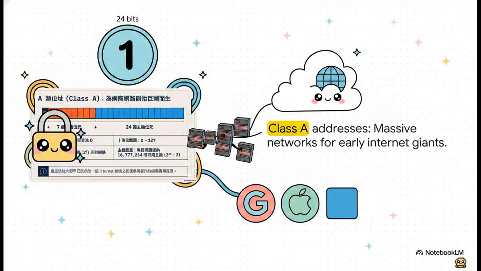Now, this class completely prioritizes massive host counts over network numbers. By using only 8 bits for the network and leaving a massive 24 bits for the hosts, a single Class A network yields a staggering 16.7 million usable host machines. Because they're just so massive, these were historically handed out to the internet's earliest pioneers and those giant tech behemoths.